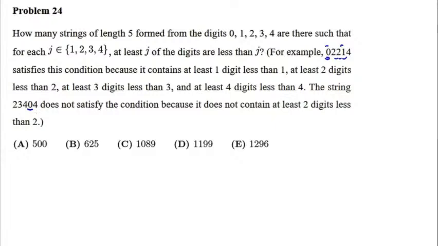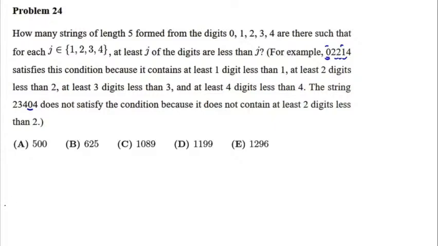Okay. And it asks how many strings of length 5 formed from the digits satisfy this. Now, for solving this, we should consider different cases. Before the exam, exactly the day before AMC, I released a video. In that video, I said considering cases, I solved problems exactly similar to this. These types of problems don't have a formula, and you should consider cases. You should find one property, and you can find infinitely many solutions by considering different properties.